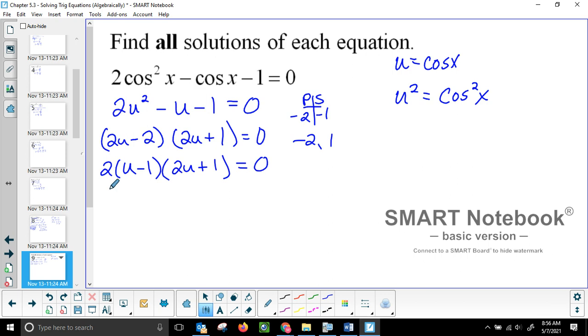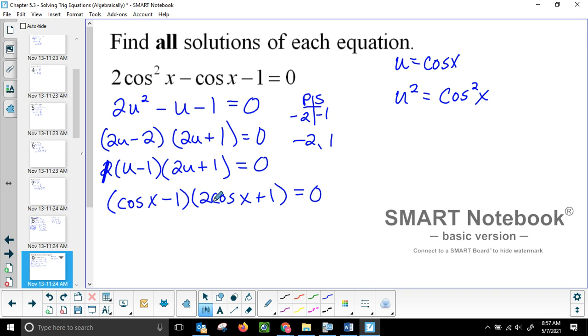All right. Of course, it's called the trash can method because whatever we pull out in that step gets thrown away. All right, so this is my factorization. Of course, I'm not dealing with u's. I'm dealing with cosines. So this is really cosine x minus 1 and 2 cosine x plus 1.